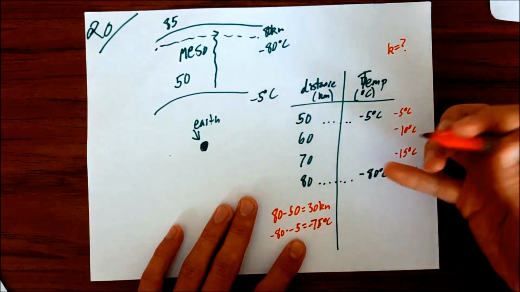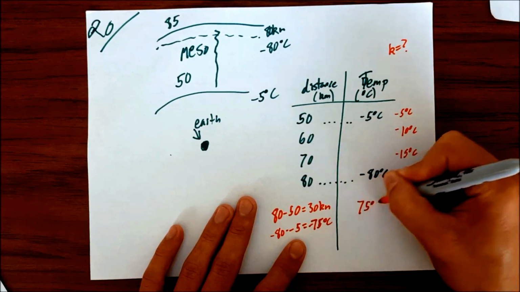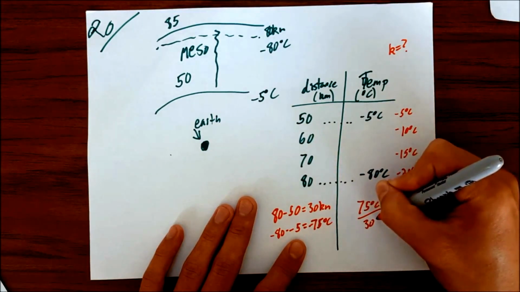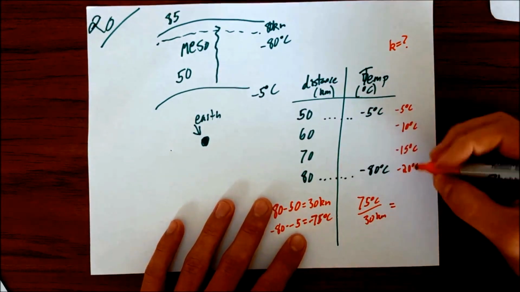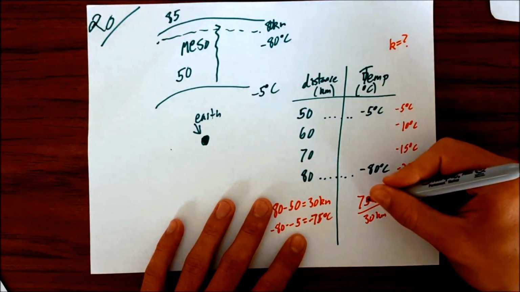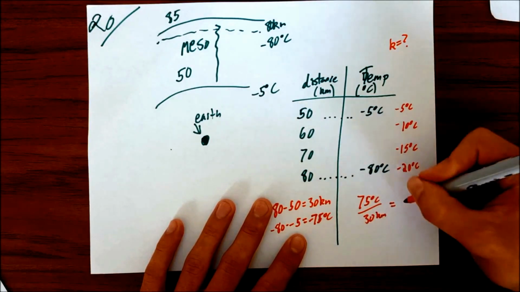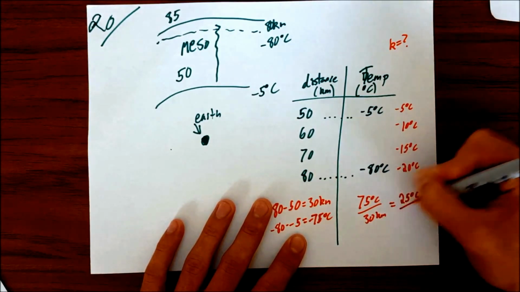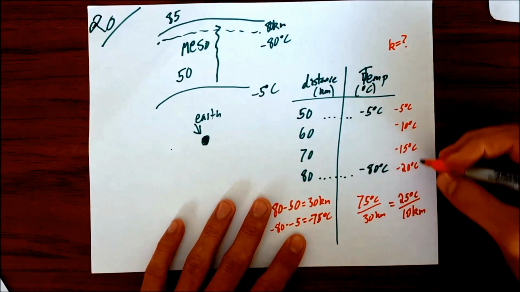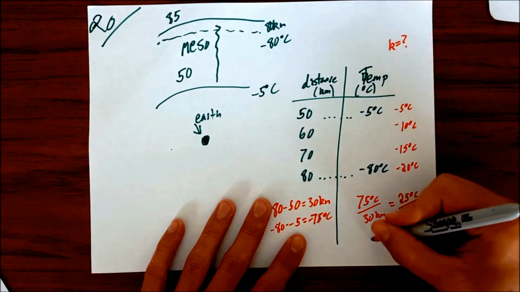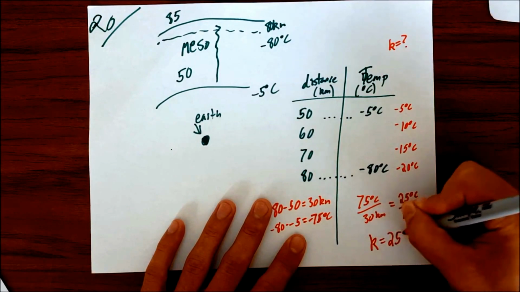So if you wanted to get the average change, what you do is just 75 degrees Celsius divided by 30 kilometers, right? 75 divided by 3 is going to be 25 degrees Celsius per 10 kilometers, right? And so that's actually what it's asking for. And so what the constant k then is 25 degrees C.